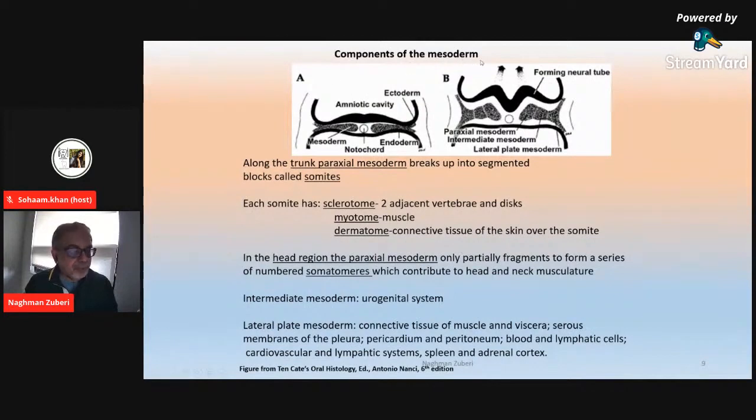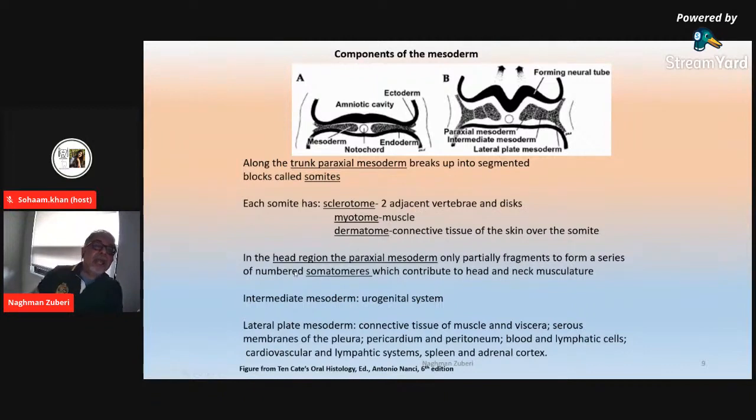Components of the mesoderm. Along the trunk, the paraxial mesoderm breaks up into segmented blocks, which we call somites. Each somite has a sclerotome, which forms two adjacent vertebrae and a disc; a myotome, which is responsible for the muscle; and a dermatome, the connective tissue of the skin over the somite. So basically, it contributes to these three things: the muscles, the skin, and the bones, meaning the vertebrae and discs.